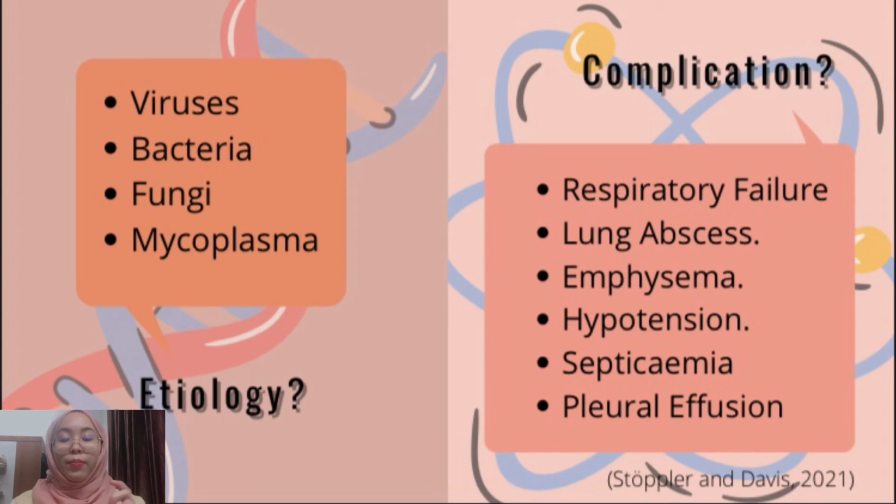Okay, next, let me jump into the etiology of this disease. The main causes of pneumonia are bacteria, viruses, fungi, and mycoplasma. For the complications that usually happen in patients with pneumonia, they might have respiratory failure, lung abscess, emphysema that can cause shortness of breath, hypotension, which is low blood pressure, septicemia, which is poisoning caused by bacteria, and pleural effusions.